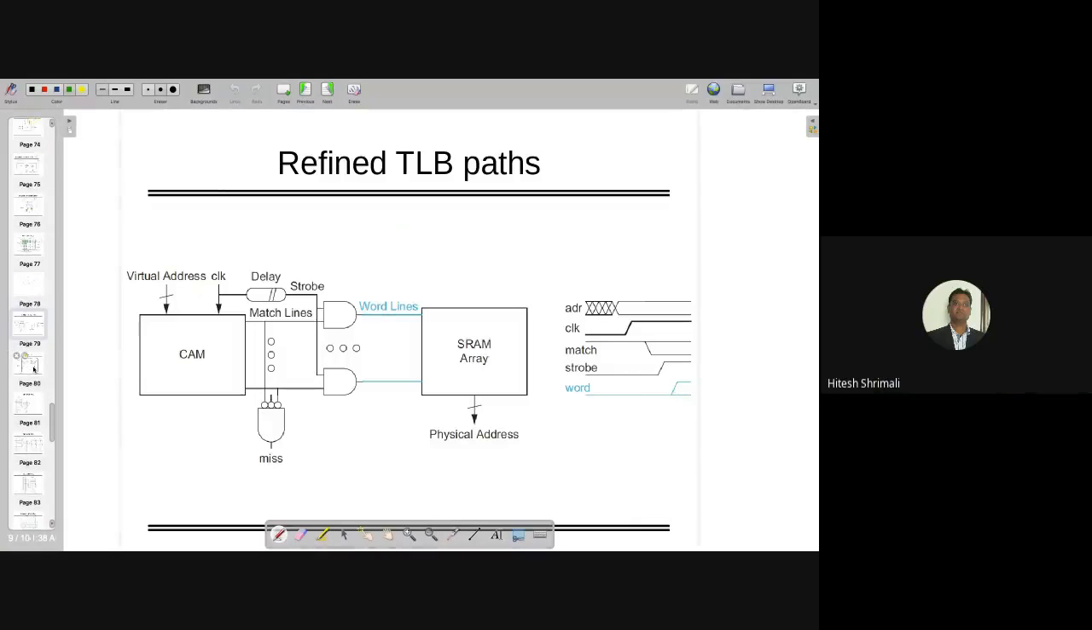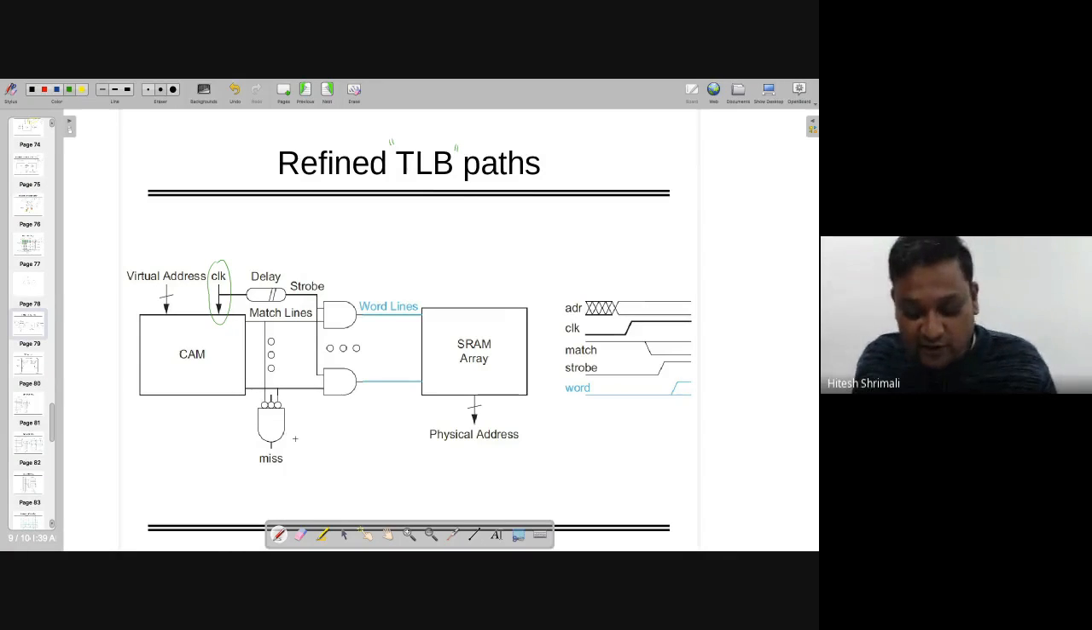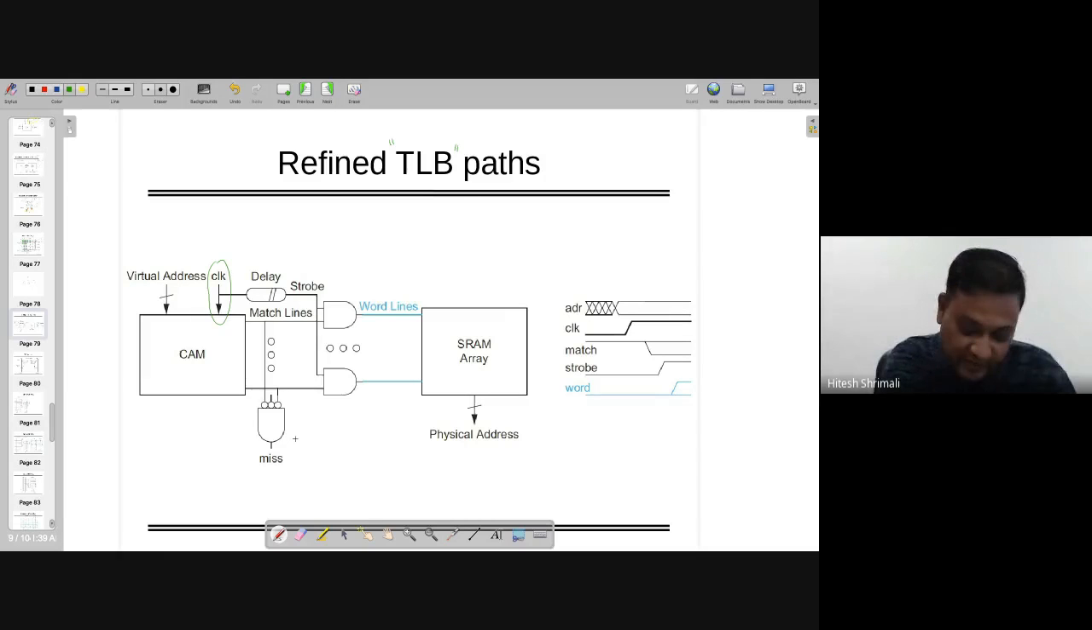But if you look at the refined TLB path, it's not only about CAM and SRAM. In reality, you have to incorporate the clock also. And we have to make sure that, when you are doing it for a microprocessor or microcontroller, the most important part when you are dealing with the data is that it has to be in sync with each other. People call this a handshaking signal. When one event is happening, the other event has to happen, or that way, people are making it asynchronous also.